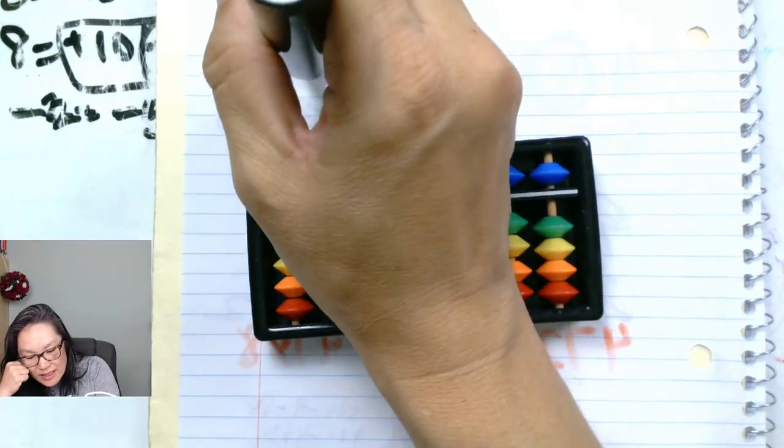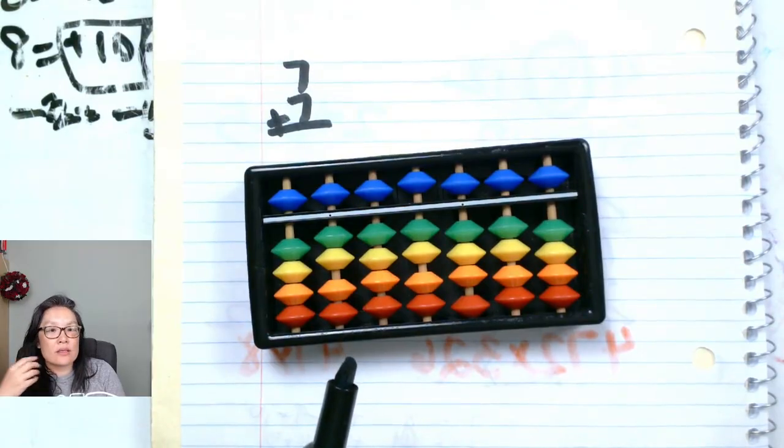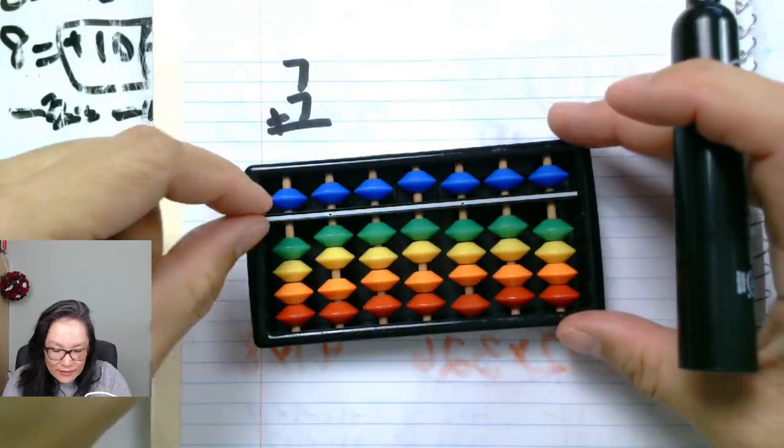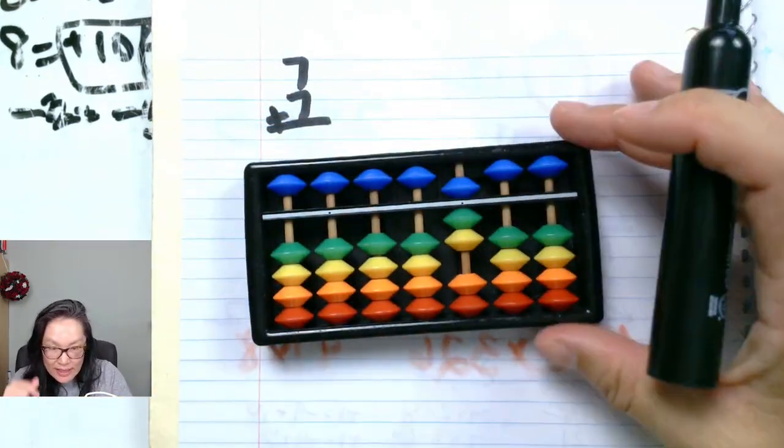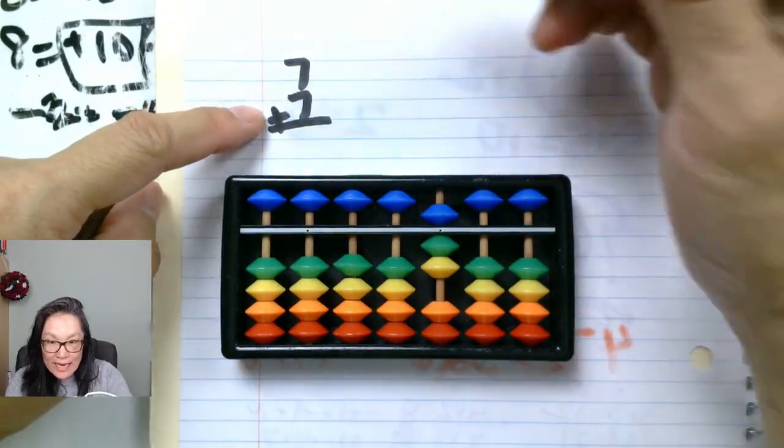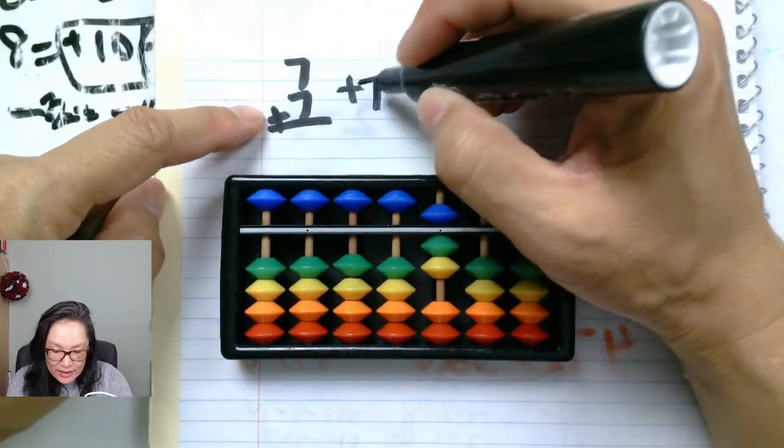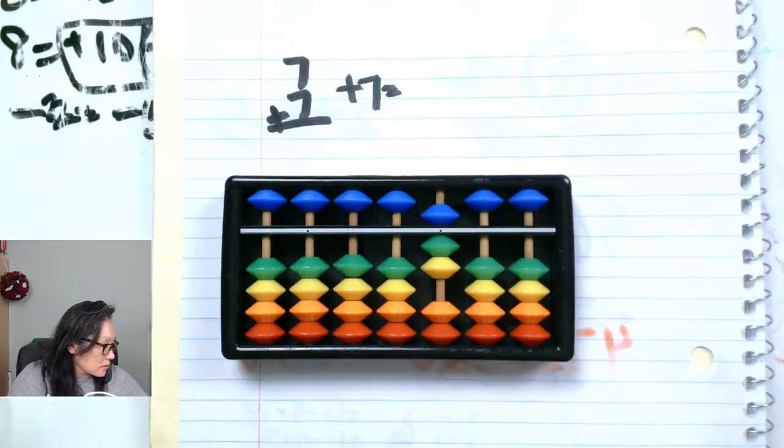So the question was 7 plus 7. Again, what we're doing is we're taking the basics. I want to add 7 to my abacus. 7 to the abacus. I want to add another 7. When I add another 7, it's what? 7 is equal to what?